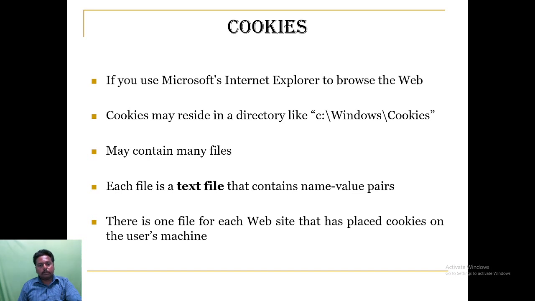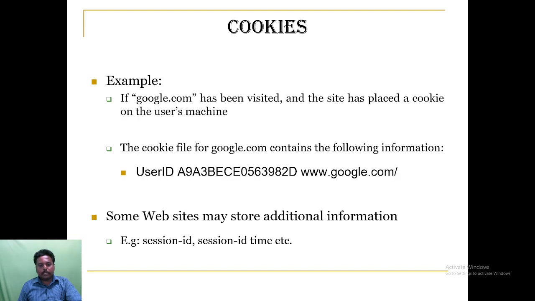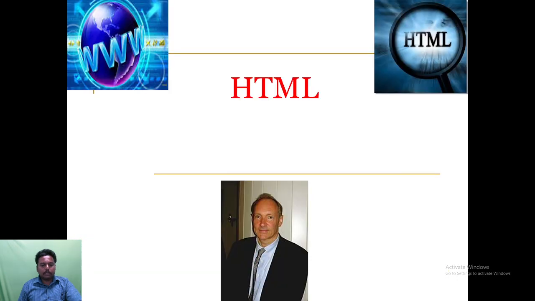If you use the Microsoft Internet Explorer browser, cookies may reside in a directory like c:/windows/cookies. It may contain many files. Each file is a text file that contains name value pairs. There is one file for each website that has placed cookies on the user machine. For example, user ID, that unique ID. If google.com has been visited, the site has placed a cookie on the user machine, for example user ID a9. Some websites may store additional information, such as session ID and session timing, etc. Okay, so that's all about it.